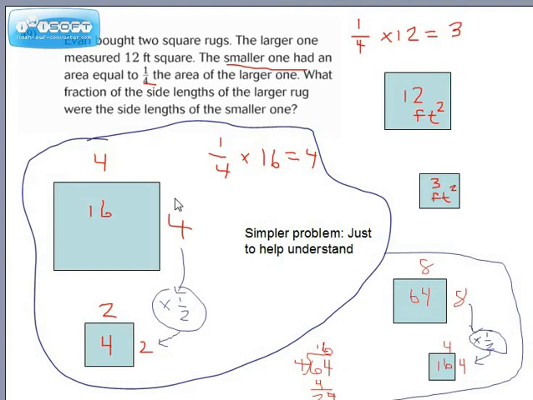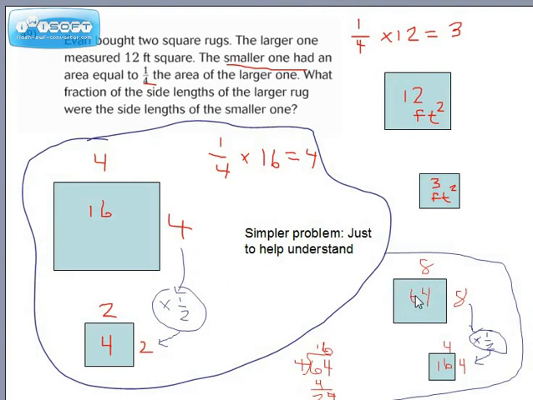Now let's compare the lengths of the sides. This one's 4. This one's 2. Now if you had to say what fraction would we use to go from here to here, isn't this half? Isn't 2 half of what 4 is? Just to make sure you understand this, let's look at another example.